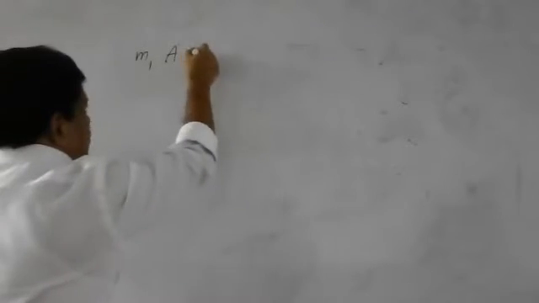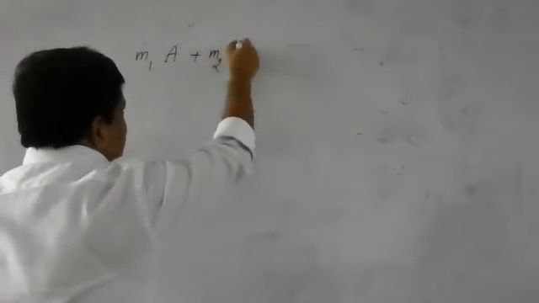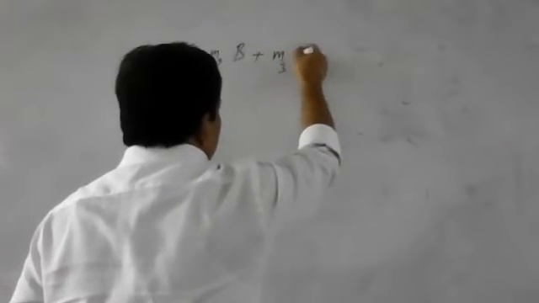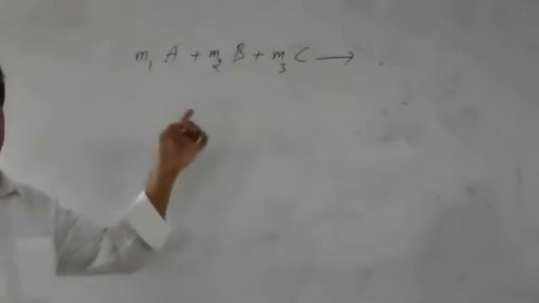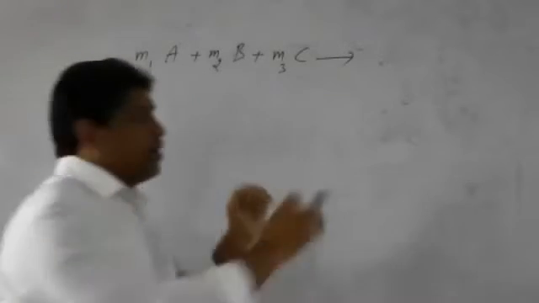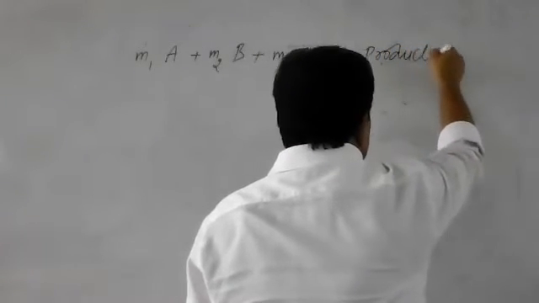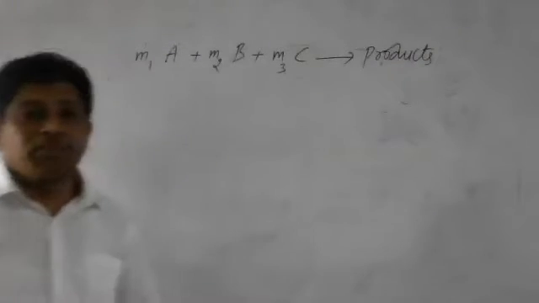Now next one, I'm taking M1A plus M2B plus M3C. M1A, M2B, M3C give rise to products. Some products are formed from this.